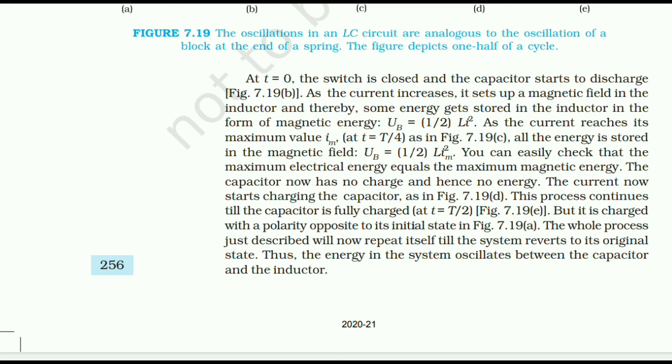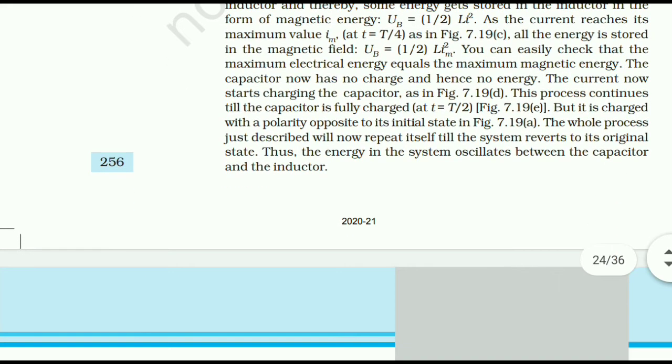The capacitor now has no charge and hence no energy. The current now starts charging the capacitor as in figure 7.19c. This process continues till the capacitor is fully charged at t equals T by 2, but it is charged with a polarity opposite to its initial state. The whole process thus described will now repeat itself till the system reverts to its original state. Thus, the energy in the system oscillates between the capacitor and the inductor.